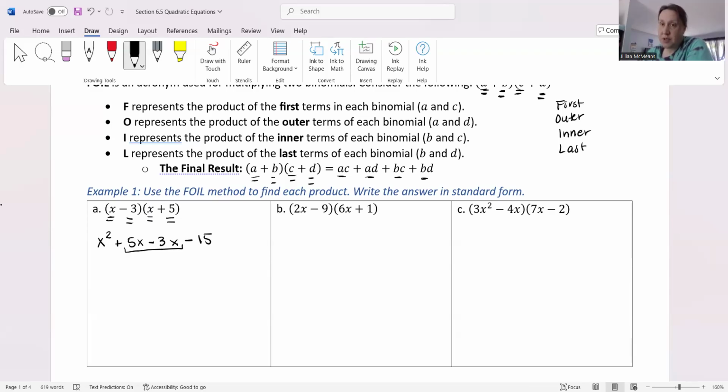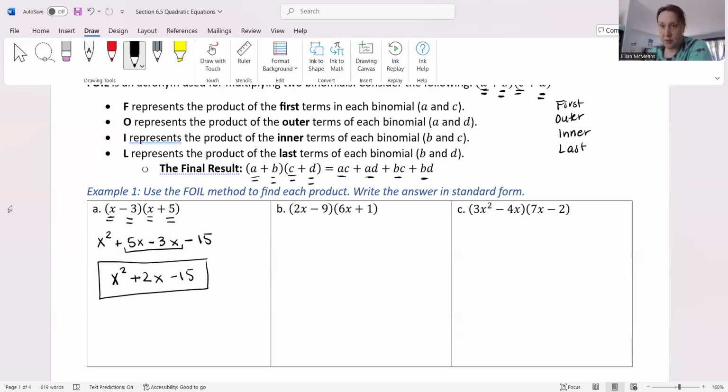The 2 middle ones have like terms. They have matching variable parts, so we can combine. So this is going to be x squared. 5x minus 3x is 2x. And then minus 15. And this is in standard form. So standard form, we want to put the terms in order based on exponents, highest to lowest, and then end with your constant is what I was trying to say.